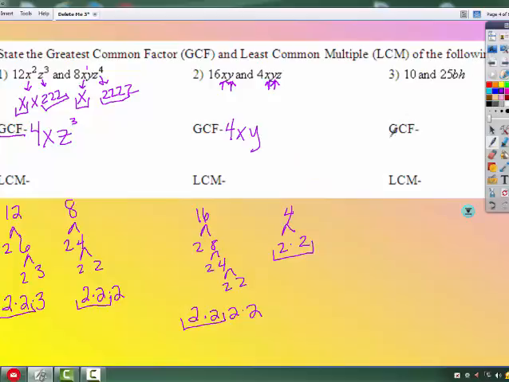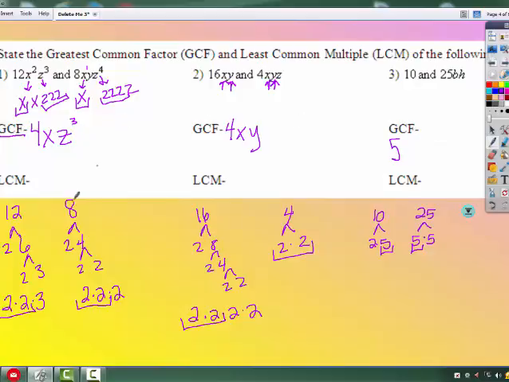Now let's look at this last one, 10 and 25bh. So 10 is 2 and 5, 25 is 5 and 5. So what's their GCF? Their GCF is a factor of 5. What variables do they share? They don't share any. So your GCF here would just be 5.